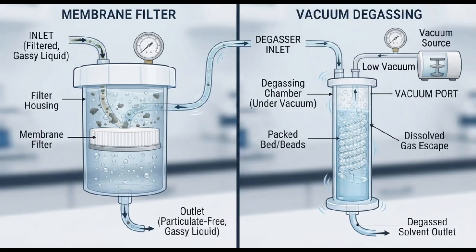Filtration and degassing of mobile phase. After preparation, the mobile phase is generally filtered through an appropriate membrane filter to remove particulate matter. It is then degassed to remove dissolved gases. Filtration helps protect the HPLC system and column, while degassing helps minimize problems caused by air bubbles during analysis.